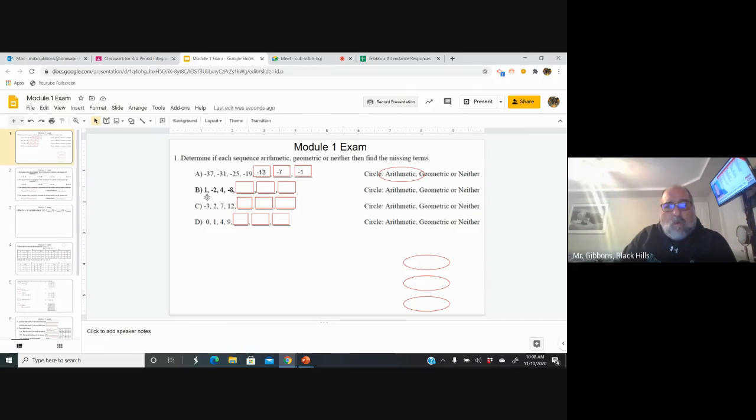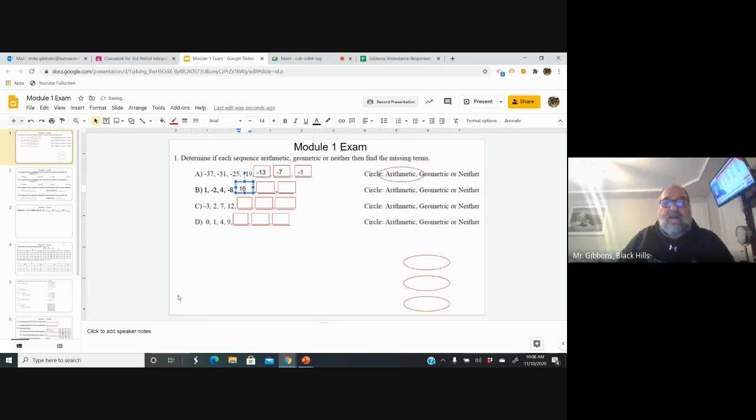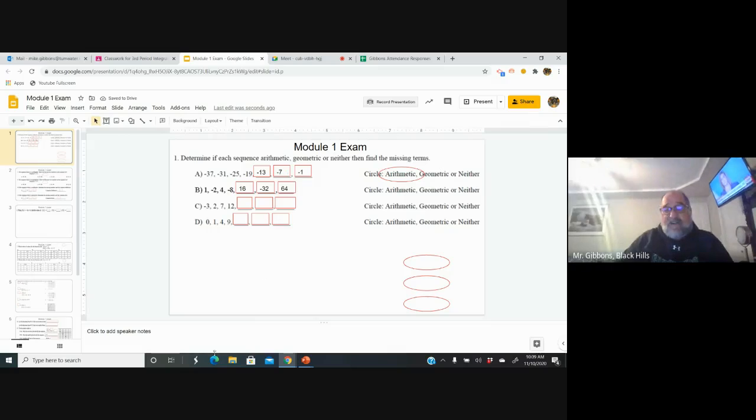The sequence goes 1, -2, +4, and -8. So it looks to me like we're multiplying by -2 every time. So that's a common ratio. If I go -8 times -2, I'm going to get a 16. Then if I multiply that by -2, I'm going to get -32. And if I multiply that by -2, I'm going to get a positive 64. So that's the sequence as far as I needed to fill it out.